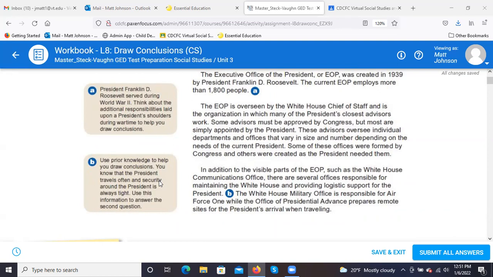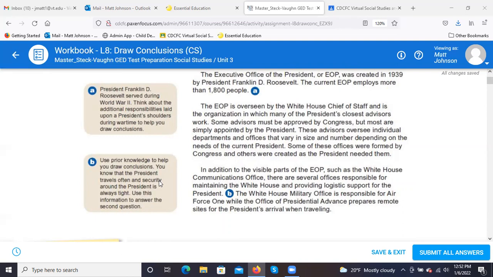So what it says at the top here in box A, President Franklin Roosevelt served during World War II. Think about the additional responsibilities laid upon a president's shoulders during wartime to help you draw conclusions. And he traveled. He went to conferences and met with Stalin and Churchill about World War II. So you had to have staff to take care of that. There's so much going on at that time. Again, you think about the people working in the White House every day, and that's a bustling place with a lot going on.